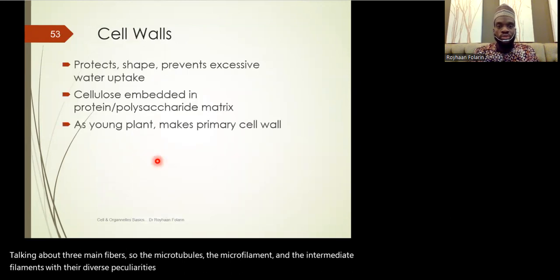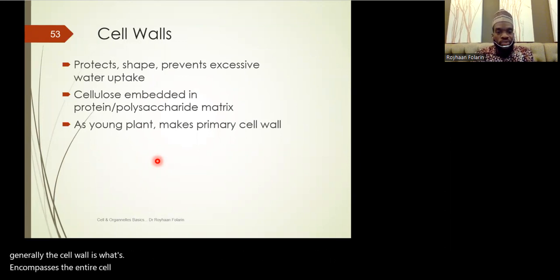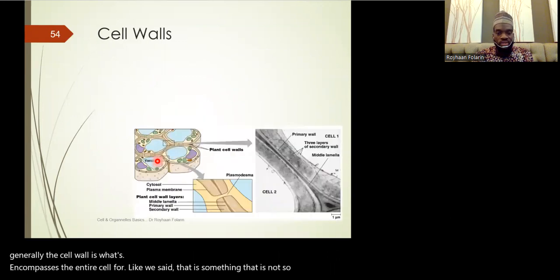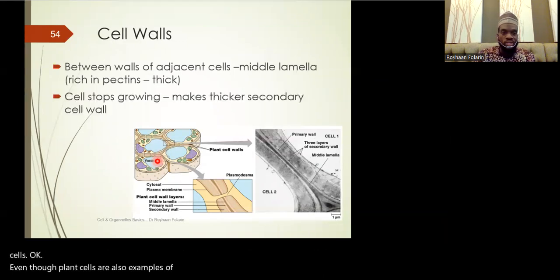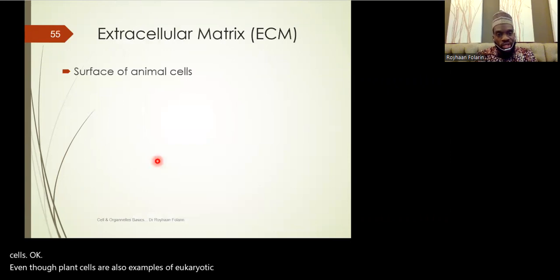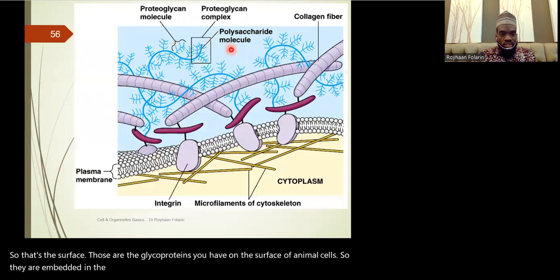So it's good we also talk about the cell walls, because generally the cell wall is what encompasses the entire cell. But like we said, that is something that is not so peculiar to animal cells, even though plant cells are also examples of eukaryotic cells. But for extracellular matrices, that's the surface. Those are the glycoproteins you have on the surface of animal cells. So they are embedded in the proteoglycan network, like is illustrated here.